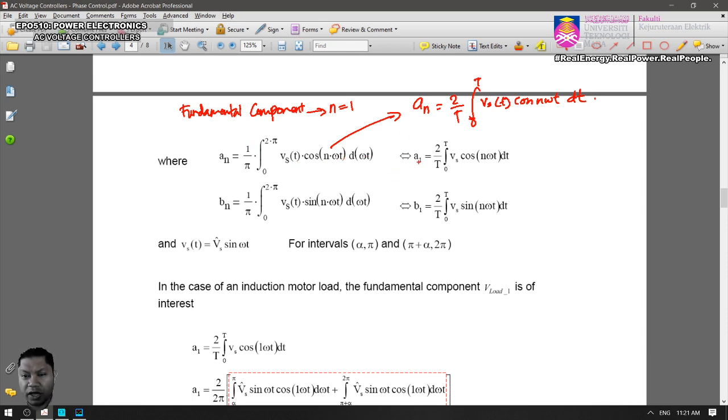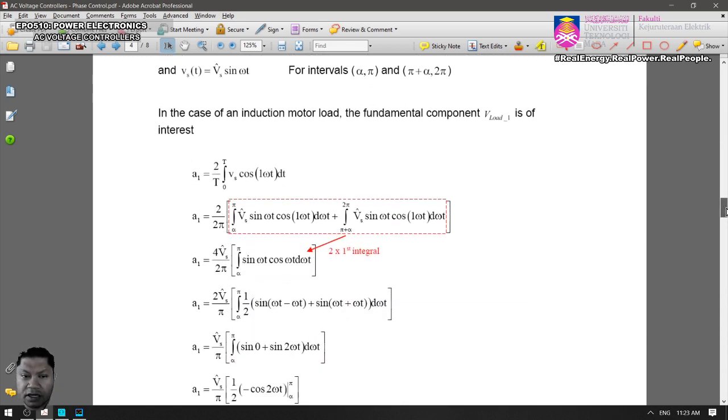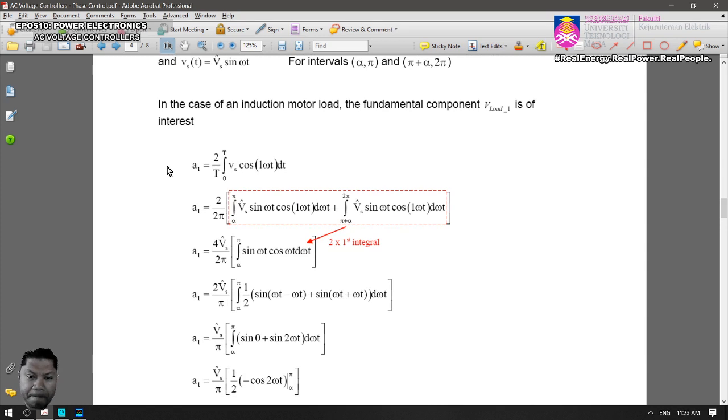And if you want to look only into n equals 1, the fundamental, this is where you have only the fundamental, that becomes A1, 2 over T, integration from 0 to T of Vp sine omega t cos n omega t. And now n equals 1, so there is no n there. If you solve that, you can solve this by using this equation. So try this. You just simply integrate the equation from alpha to pi first, and then you proceed with pi plus alpha to 2 pi.